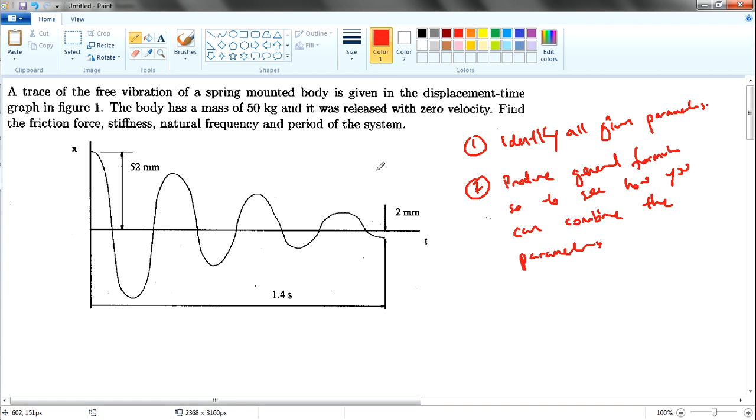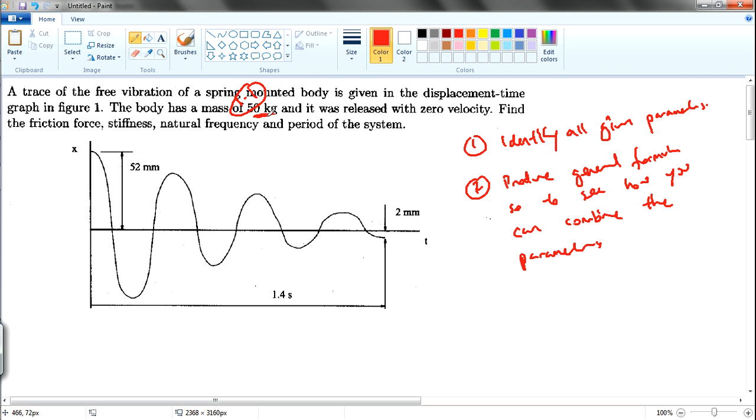Yeah, give me a minute. So you have to first identify all given parameters for whatever is assigned in this question, and then secondly we have to produce whatever general formula you have, like let's say omega, the natural frequency formula, and then we derive the amplitude decay formula. So these are the things that we're going to derive. So the first thing is we know that this is 50 kg.